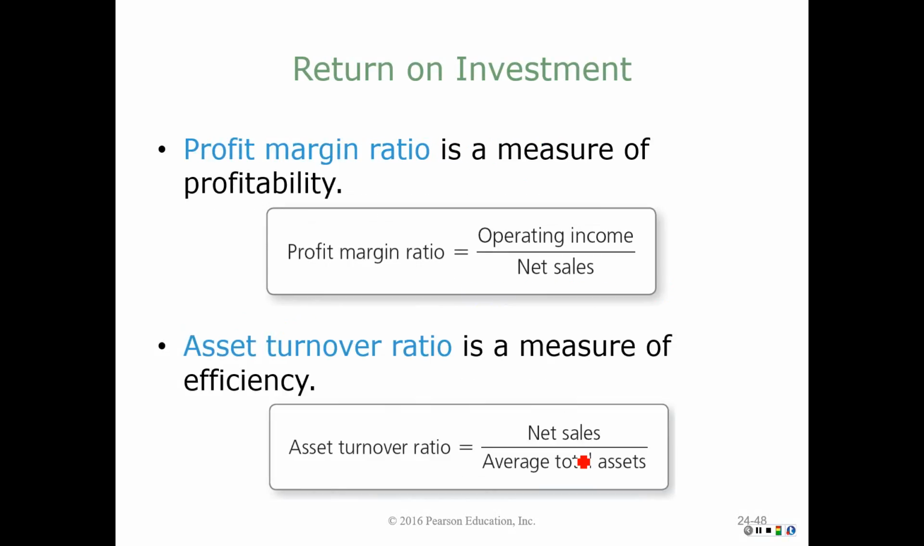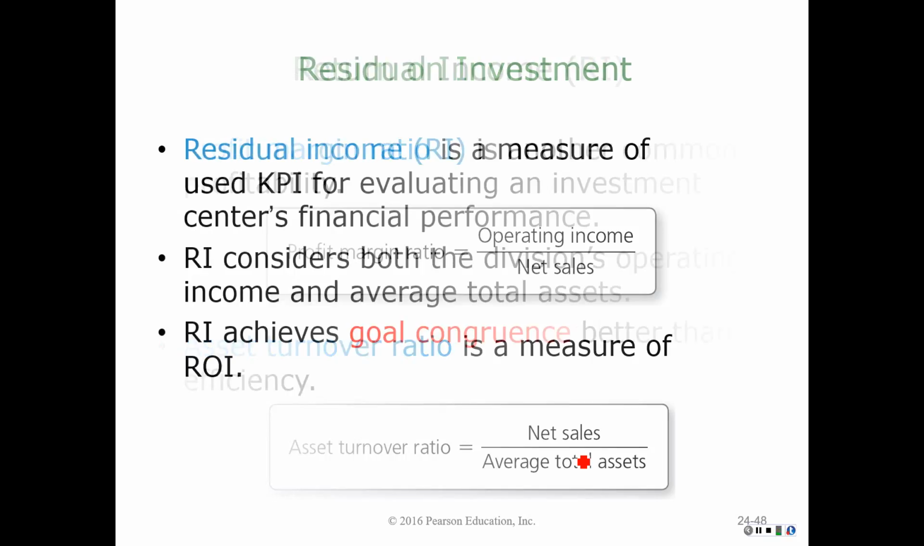Okay, so we can break this down, or expand it if you would prefer to explain it that way, into a profit margin ratio and an asset turnover ratio. So this gives an organization a little better picture of what is truly driving that evaluation of operating income and average total assets. So the profit margin is simply how much income are we generating from our sales, and the asset turnover ratio is simply how well are we using our average assets to generate sales.